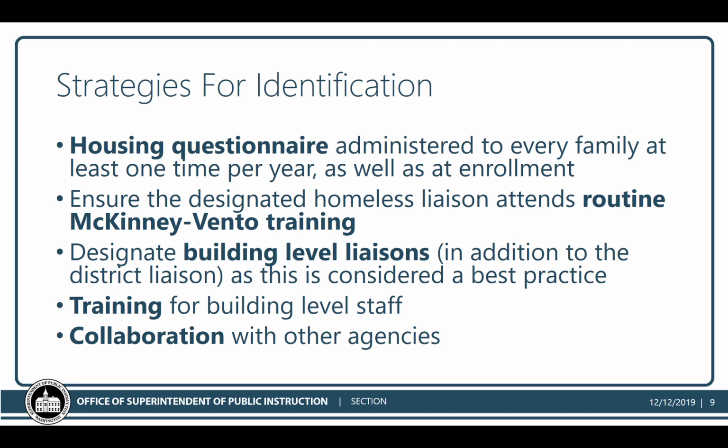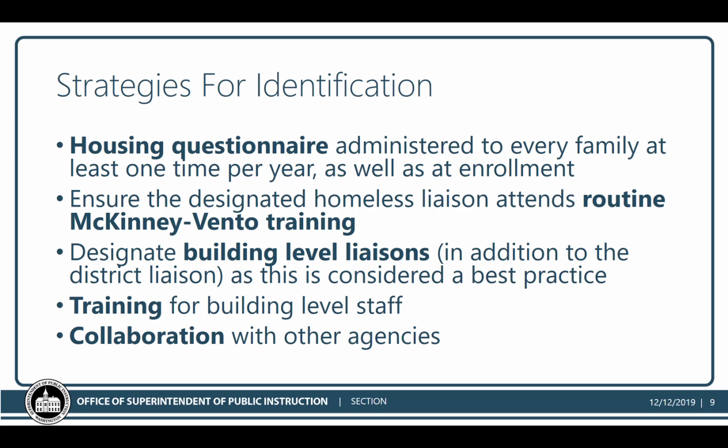Training for building-level staff. The McKinney-Vento Act requires all designated homeless liaisons to attend training, and in addition to the liaison, other school personnel providing McKinney-Vento services are also required to receive professional development and support. Comprehensive training for school nutrition workers, front office staff, counselors, bus drivers, teachers, administrators, and other school staff is important in raising awareness.